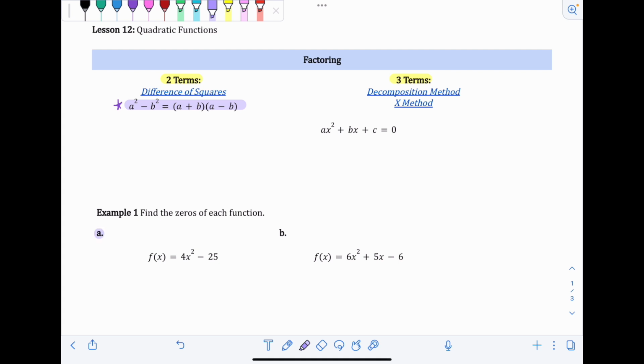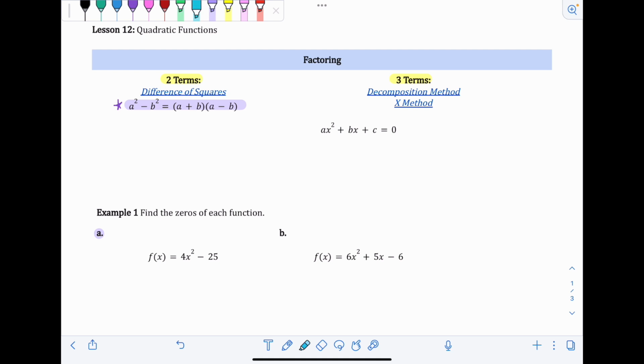Before we do that, I'm going to move over to the three term side. There are a few different methods that you can use to factor when your quadratic has three terms. There's the decomposition method, which we learned a few months back. And then there's also something called the X method, which we're going to talk about today. That's something that we haven't talked about in the past.